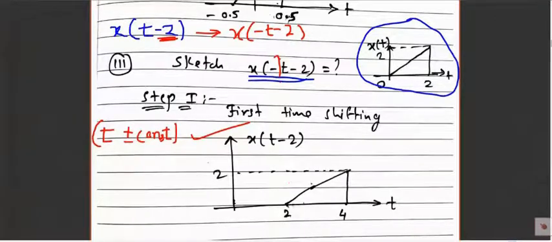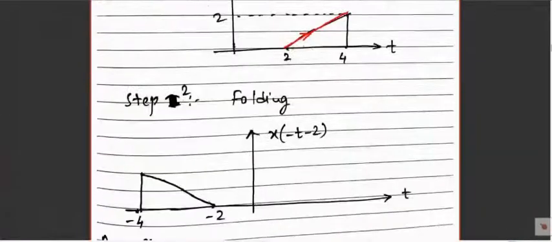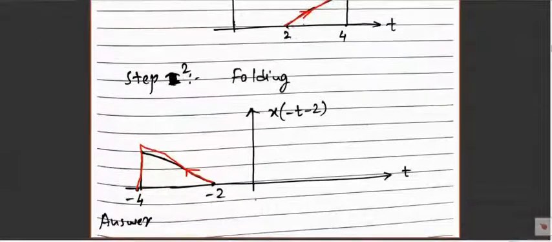Okay. Then the second step, no time scaling, so directly we have to go for the folding. Here also you should be careful. From 2 to 4 it is increasing in nature. So from -2 to -4 it should be increasing in nature. Folding is always done with respect to the y-axis. So this is the final answer.